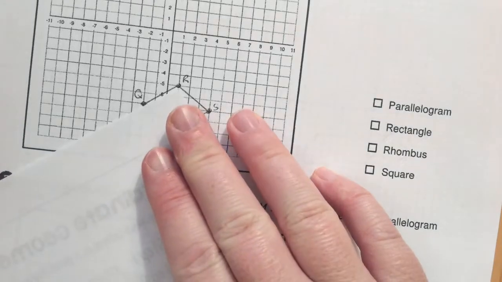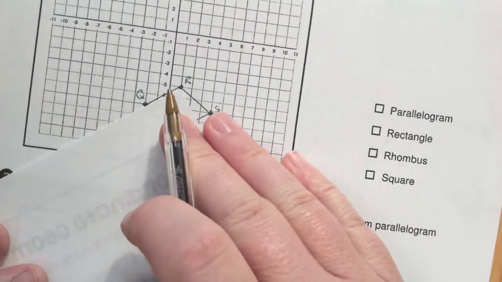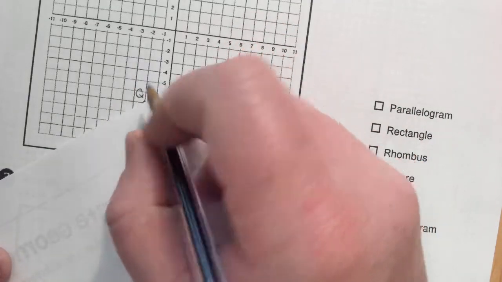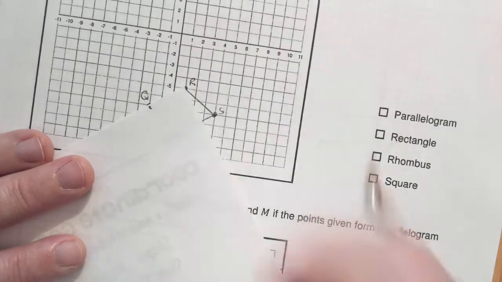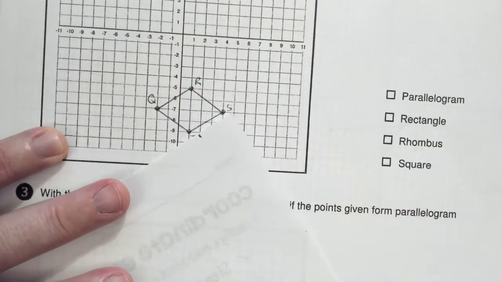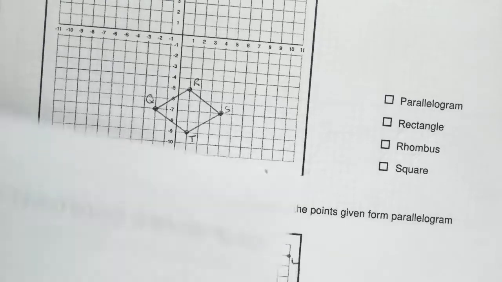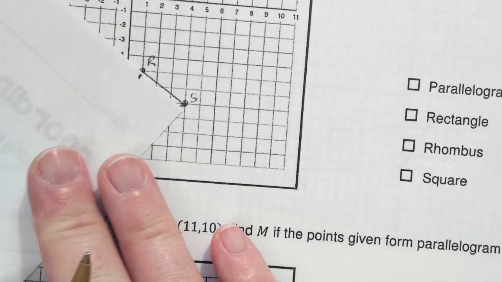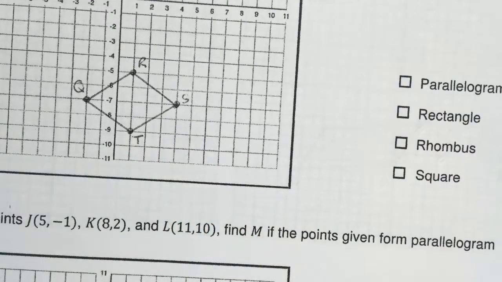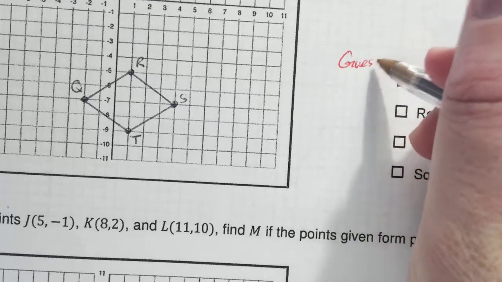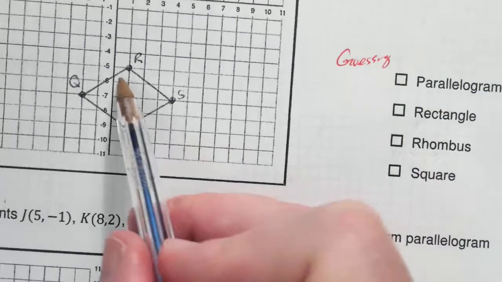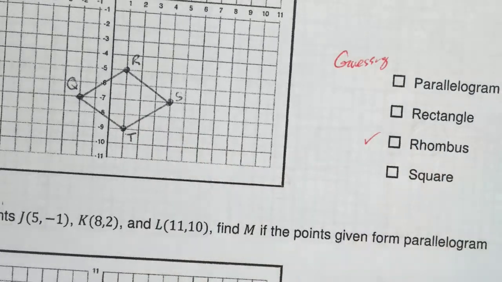But I think that these are equal to each other. So if you line this up and you measure this, from R to Q, that's this distance, and S to T, that's that distance. I'm basically just using a little ruler here. Yeah, those are all the same distances. So I'm guessing it's definitely not a square because this is not 90 degrees. I'm pretty sure that this is a rhombus.